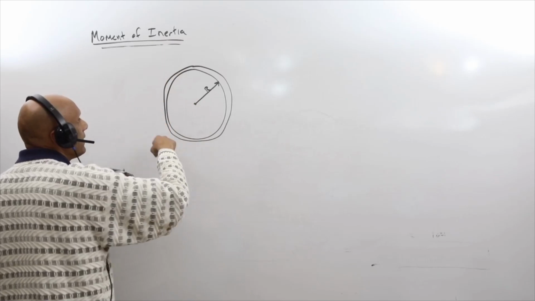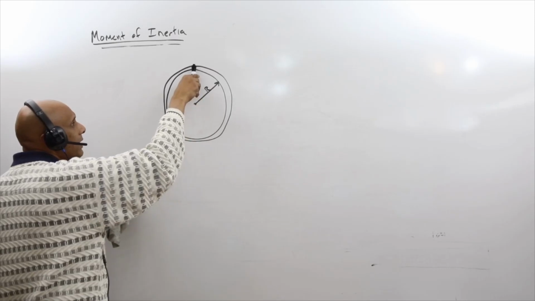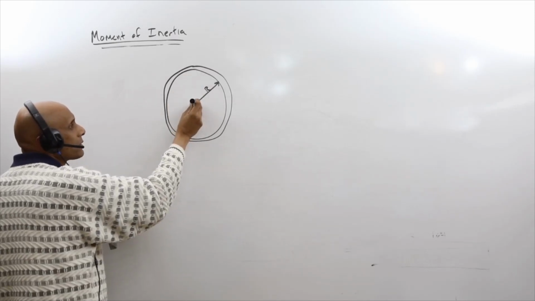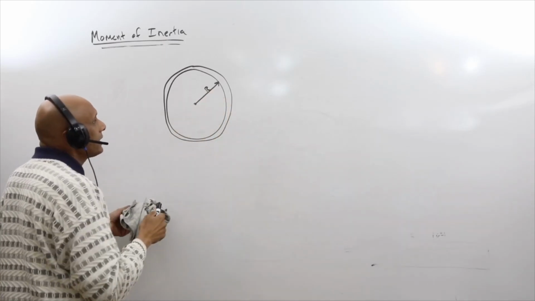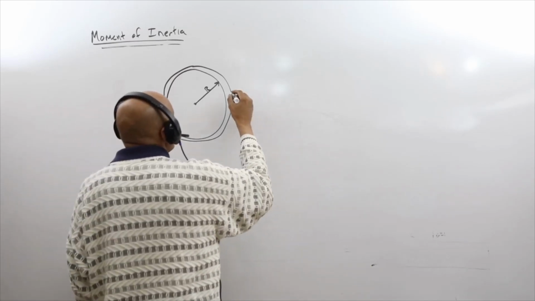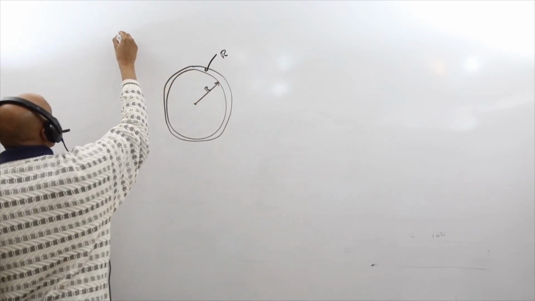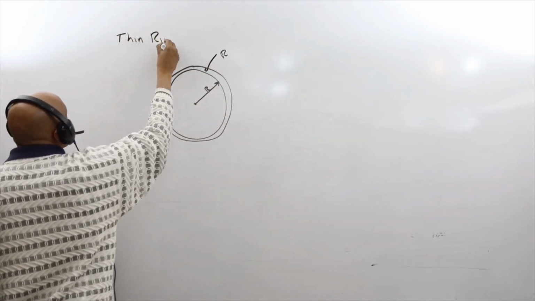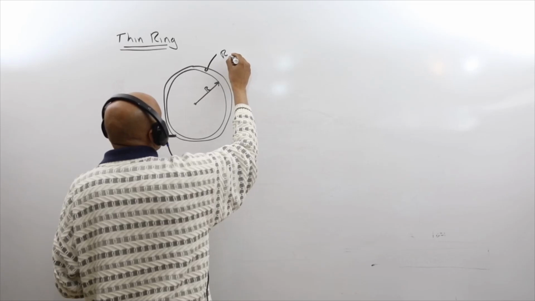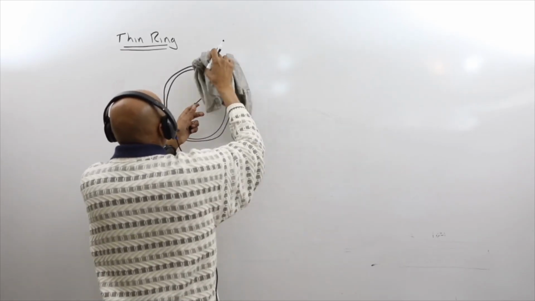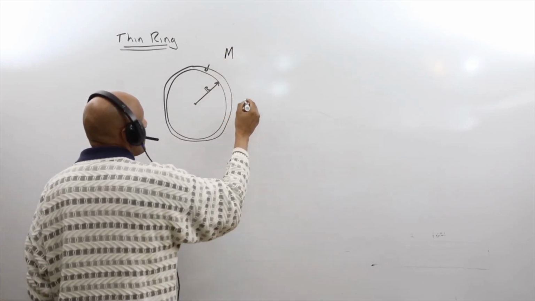So here is a ring. It's in the plane of this board, and I'm going to take my rotational axis perpendicular to this. I can take any rotational axis, but I'll be looking at a rotational axis that's perpendicular to the plane of the board. So let's assume it's coming towards you. And I'm going to calculate the moment of inertia for this system. So this is actually a thin ring, and this thin ring has a total mass m. And so what we're trying to do is calculate the moment of inertia.